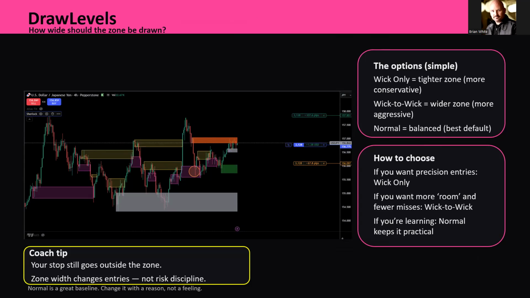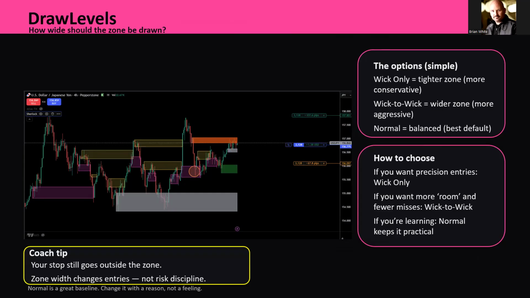So go to normal first, just as a starting point, then adjust with purpose. If you're consistently missing entries by just a hair, you consider a wider draw, which is your wick to wick. If you're getting tagged too easily and then stopped out, consider a tighter, which is your wick only. But you only want to do this along with better confirmation. Okay, use better confirmation tools to help that.